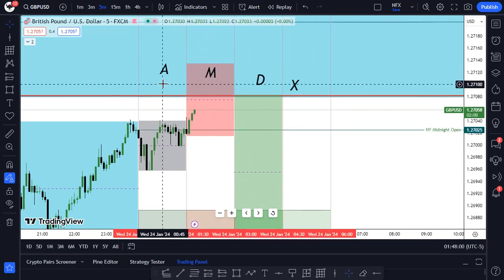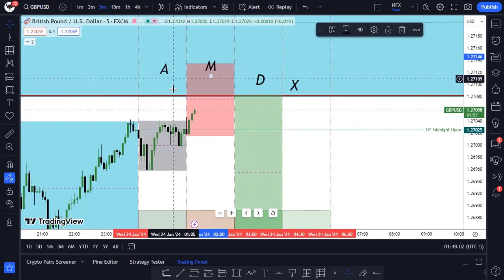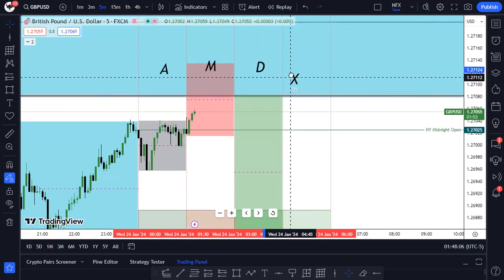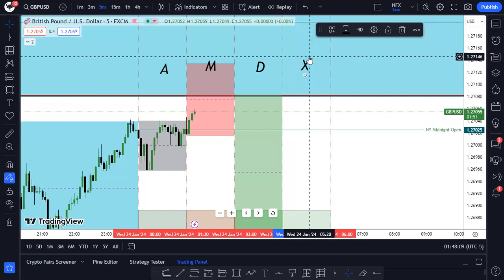So the first quarter is accumulation, the second one right here will be the manipulation of the day, and we're looking to trade the distribution. And then after that, we'll have X. X can do three things. It can reverse, it can be a continuation, or it can simply be a retracement of the third quarter. So we wait and see what this thing will do.